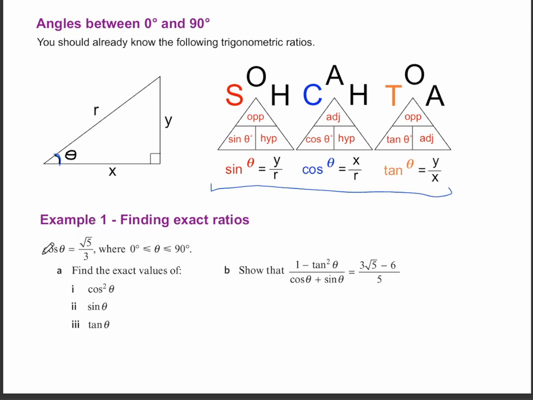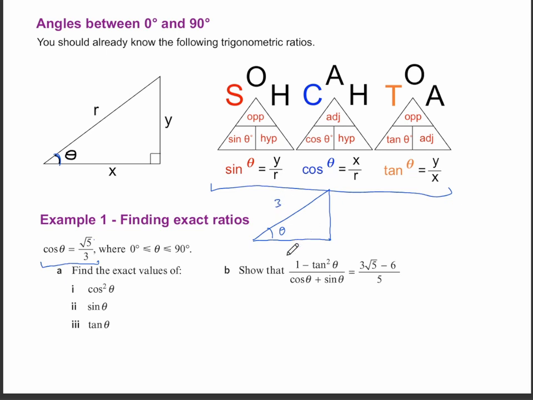So suppose we have one piece of information, which is cos theta is root 5 over 3. With that directly, you can get that the triangle they are talking about is this triangle right here, where this is theta, the adjacent is root 5 and the hypotenuse is 3.